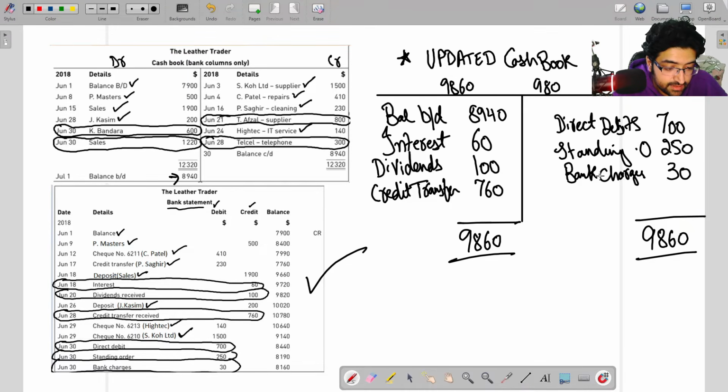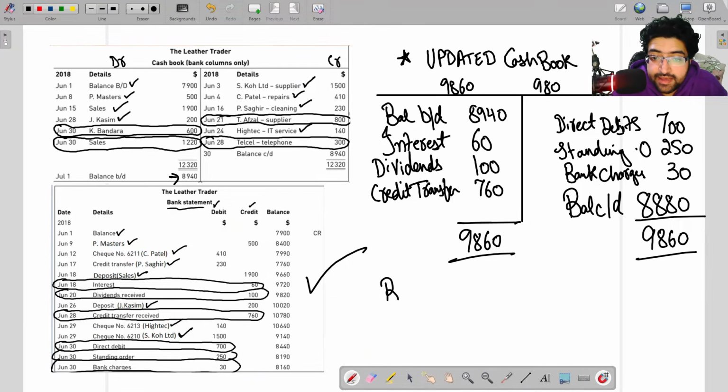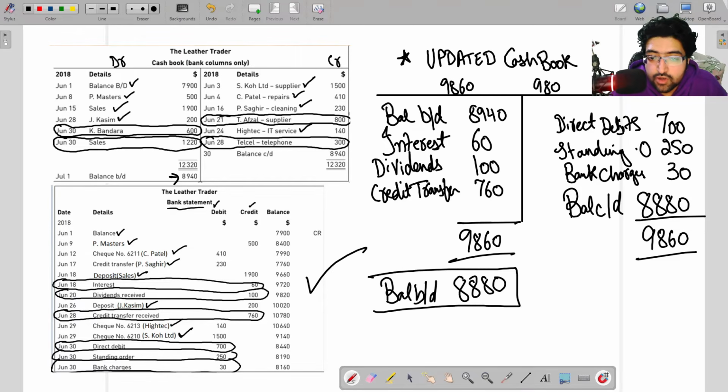1 second. 9860. Okay, so you are getting 8880 as the balance carried down, and this will become my balance BD of 8880. So this is the balance of the updated cash book. As you can see, what is this? This is the balance of the updated cash book. Okay? Now moving on to the bank reconciliation statement.